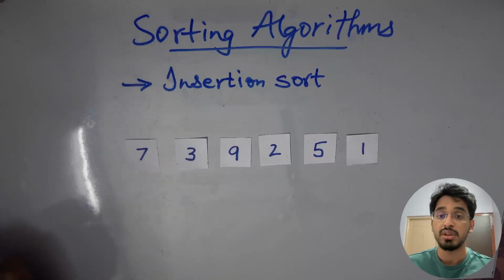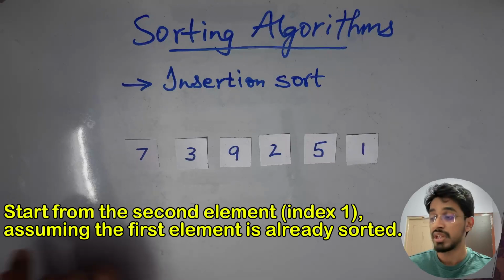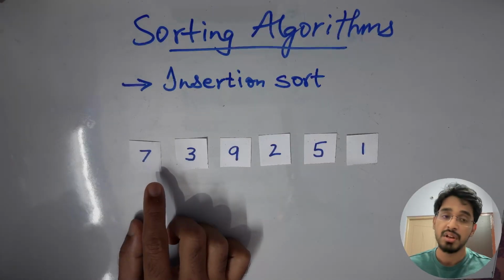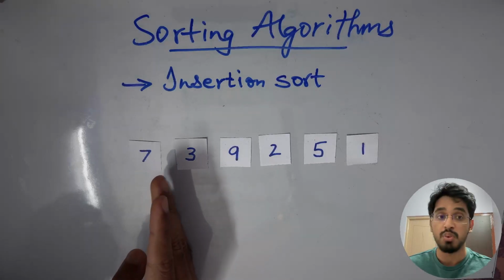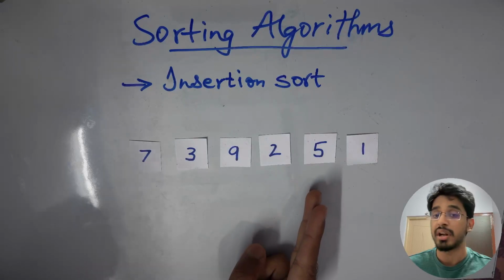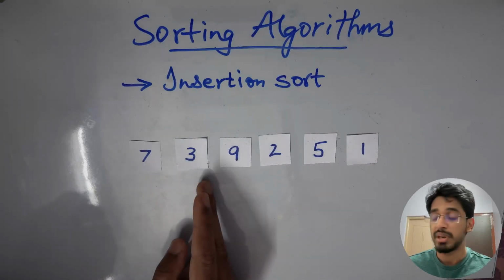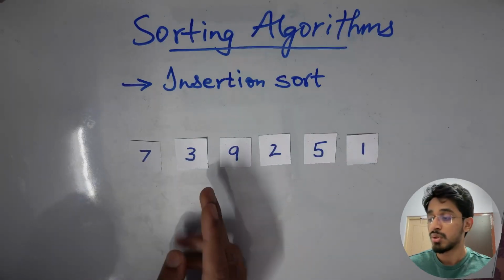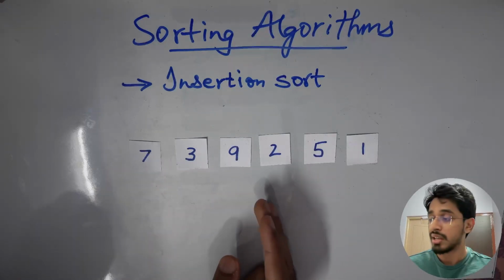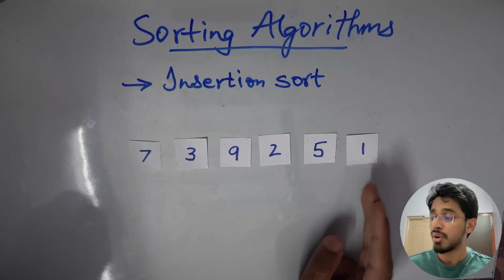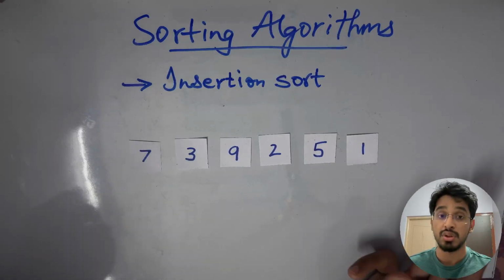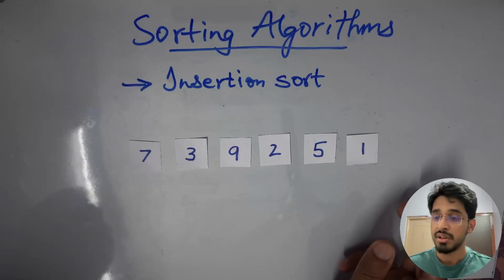So first, we just need to start from the second element. We assume that the first element, that is 7 over here, is already sorted. So the left side is sorted, and all the other elements to the right are unsorted. As we keep iterating across every number, the left portion will be sorted and the right portion will be unsorted, until we reach the end of the array where all the elements are finally sorted and there are no more numbers on the right side that are unsorted. So this is the first step.